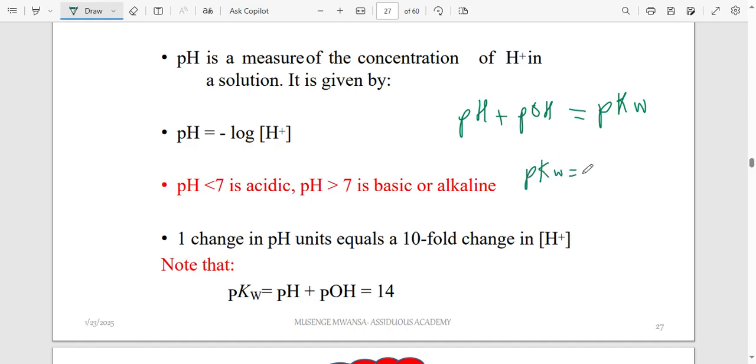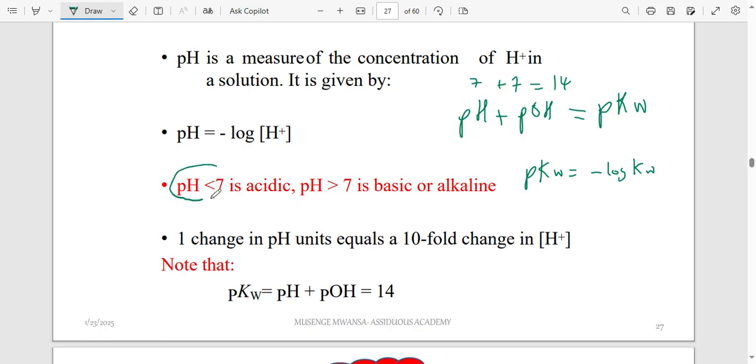How can I find pKw? Simply negative log of Kw. Remember, P of anything is just negative log of that same thing. And remember, I said that Kw is 1 times 10 to the power negative 14. Therefore, negative log of 1 times 10 to the power negative 14 will give you 14. So 7 plus 7 is equal to 14. Okay, so something like that.